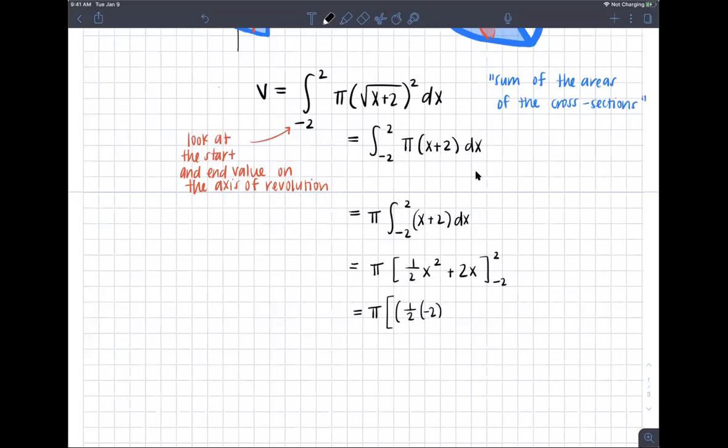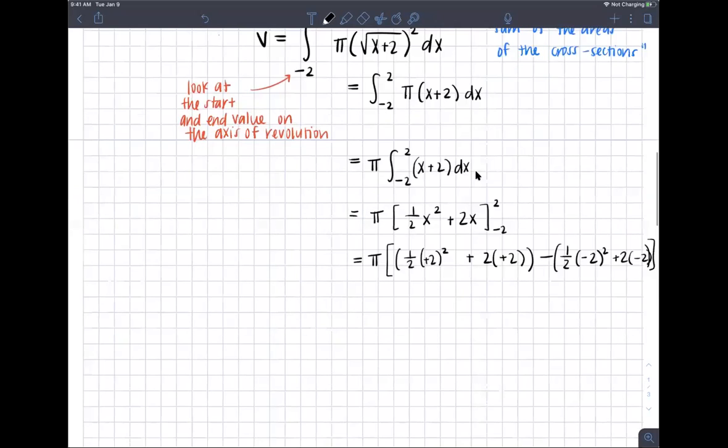(1/2) times -2 squared plus 2 times -2 minus, so I think this parentheses should go here, minus 1/2 times, oh, I'm doing this out of order, times -2 squared plus 2 times -2. I think I lost track of my parentheses, but that's okay. And so yeah, whatever you get from that.